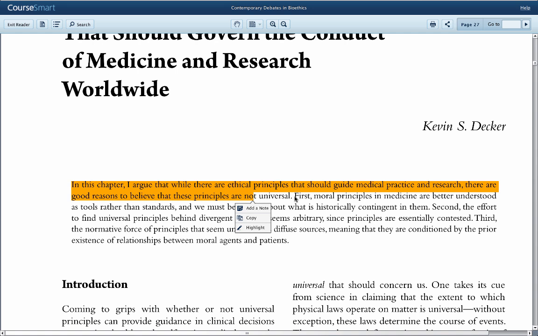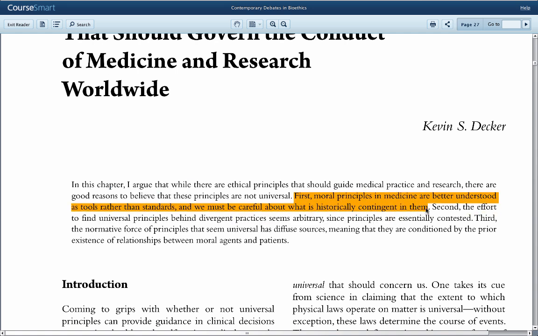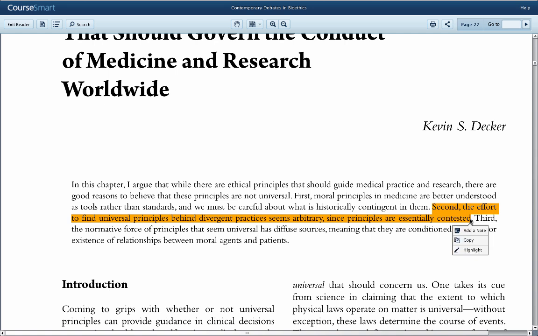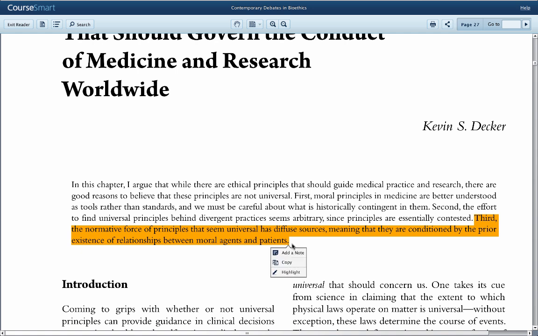That's his main goal. So the first part of his article is about how moral principles in medicine are better understood as tools rather than standards, and we must be careful about what is historically contingent in them. The second part of his article says that the effort to find universal principles behind divergent practices seems arbitrary, since principles are essentially contested. Finally, the third part of his chapter is that the normative force of principles that seem universal has diffuse sources, meaning that they are conditioned by the prior existence of relationships between moral agents and patients.